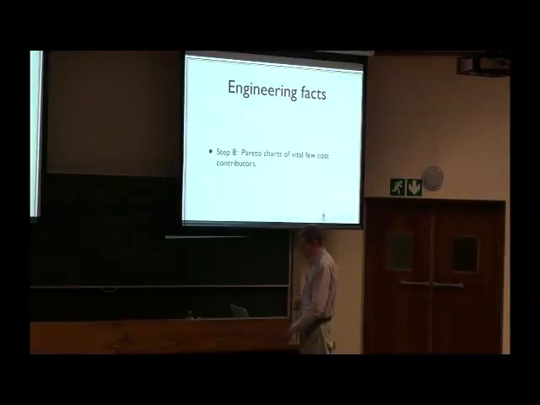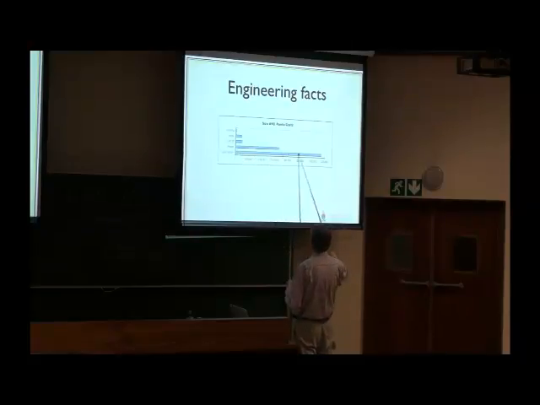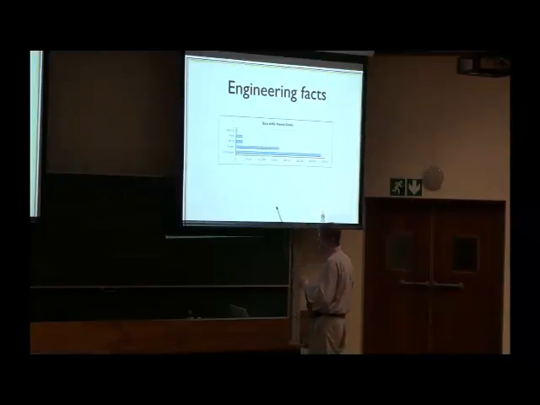Step 8, Pareto charts of the vital fuel cost contributors. So you do that, and in this case, this is the solo ANSI Pareto costs. What are the highest costs that are involved? So there's the lost margin, that's the highest contributor. Second one, the power, and then whatever that is, electricity, maintenance, parts, logistics, and so on.